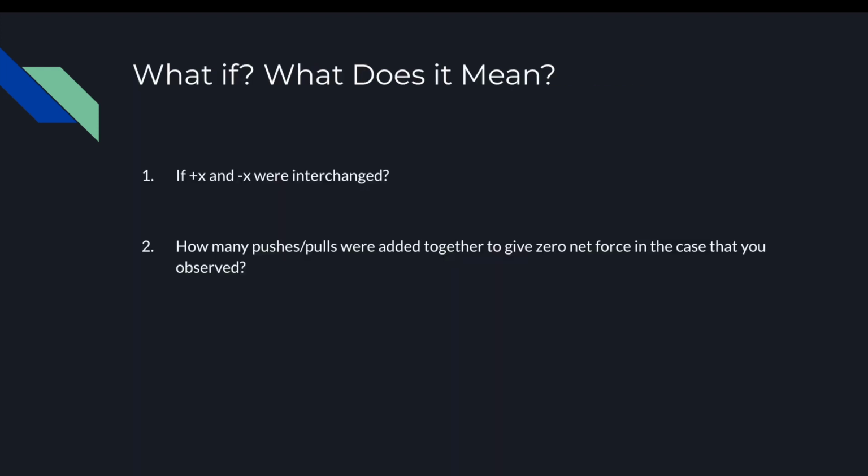Now, finally, we have our what if and what does it mean. And for these, we have: what if the positive and negative x were changed on the axis, and how many pushes or pulls were added together to give zero net force in the case you observed.